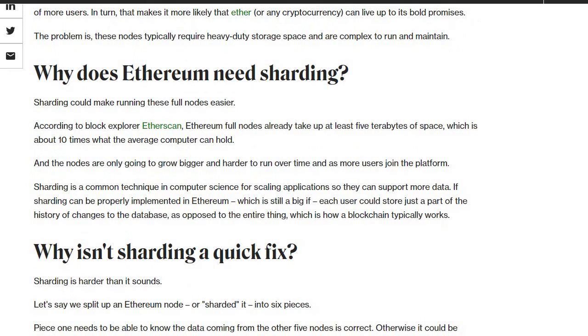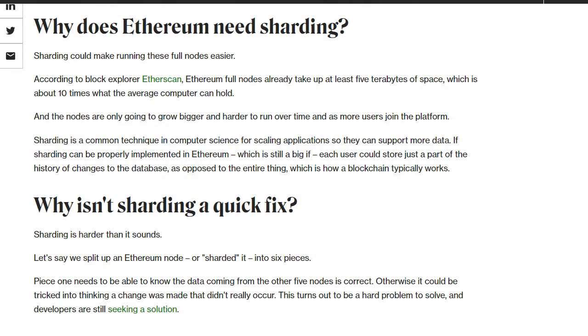Why does Ethereum need sharding? Sharding could make running these full nodes easier. According to Block Explorer Etherscan, Ethereum full nodes already take up at least 5 terabytes of space, which is about 10 times what the average computer can hold. And the nodes are only going to grow bigger and harder to run over time and as more users join the platform. Sharding is a common technique in computer science for scaling applications so they can support more data.